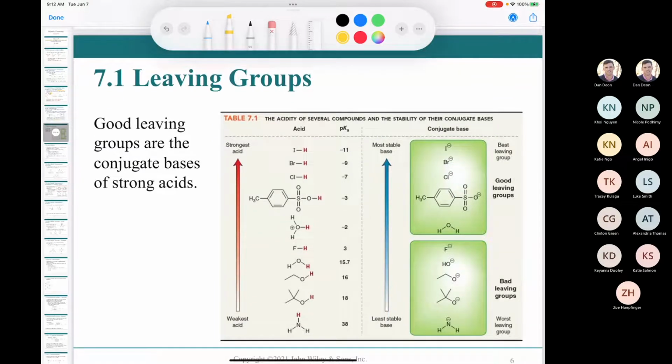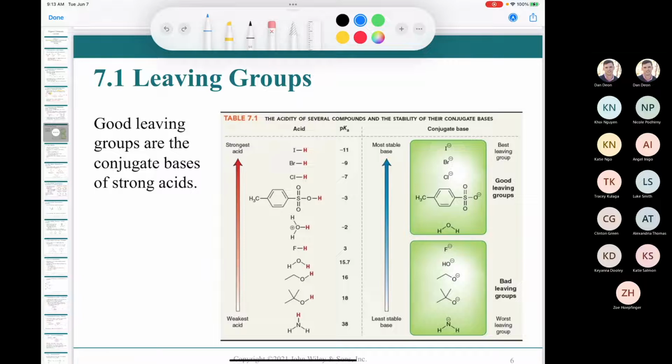And this slide gives you an actual table where it shows you all the good leaving groups that you need to know in Chemistry 3101, at least for chapter 7. Later on, we'll see some other ones, but for now, these are the ones that we're going to be concerned with. So a good leaving group is the conjugate base of a strong acid. Think about it. What is the conjugate base of a strong acid? Do you remember, if you have a strong acid, its conjugate base is going to be really weak. Well, if you think about a base as being a weak base, that means it doesn't want to grab protons. It's very happy the way it is.